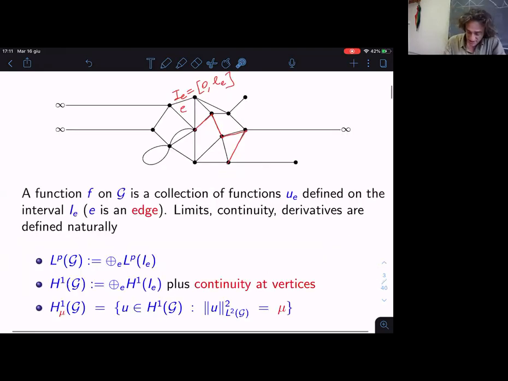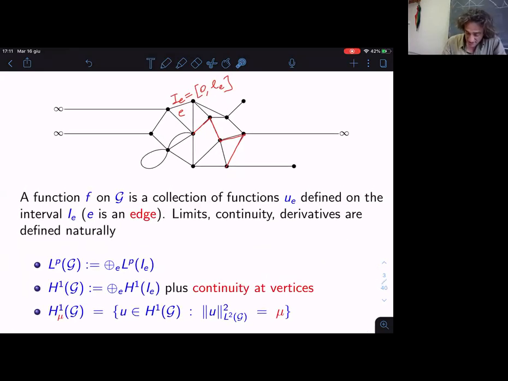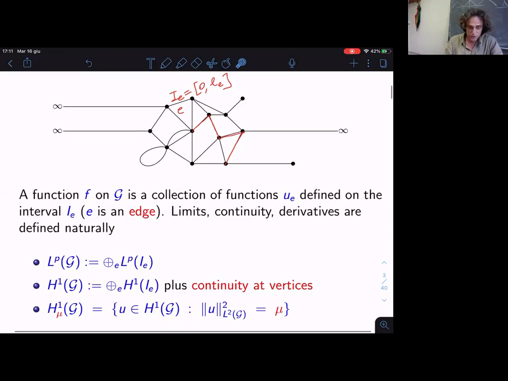And a function on the graph is nothing but a collection of functions u_E. So there is a u_E on every edge. u_E is defined on the real interval I_E, and from that you can easily define in an ordinary way limits and then continuity and differential calculus and so on. Of course, once you have a function, you can go to functional spaces, and the first elementary functional spaces are the spaces L^p.